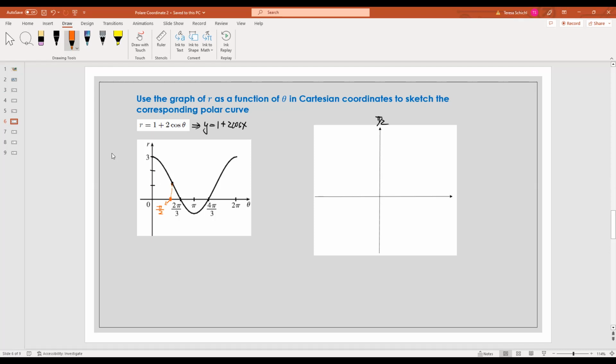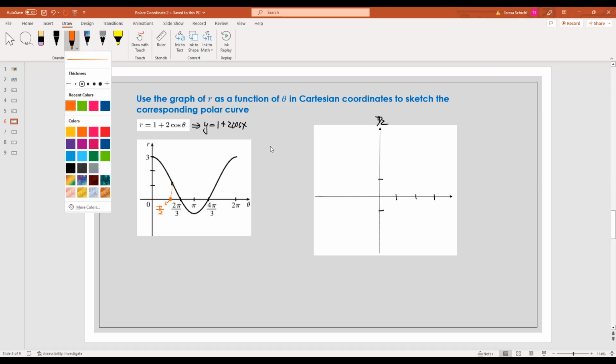Now this is pi over 2. Look at this graph here: this is 1, 2, 3, and this is the 1. All right, let's take a look first.